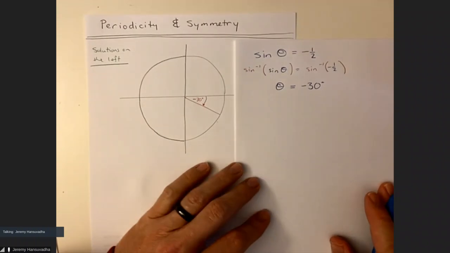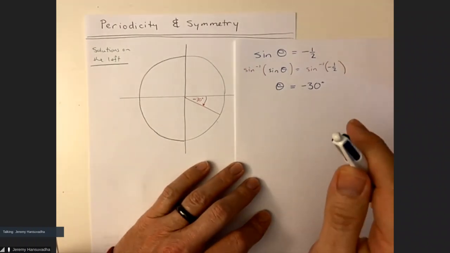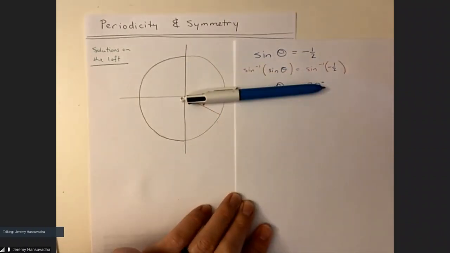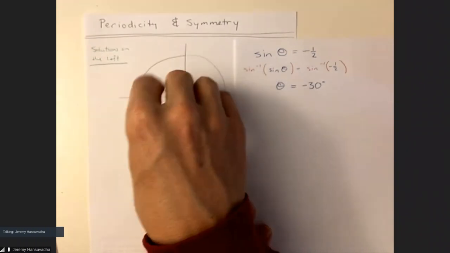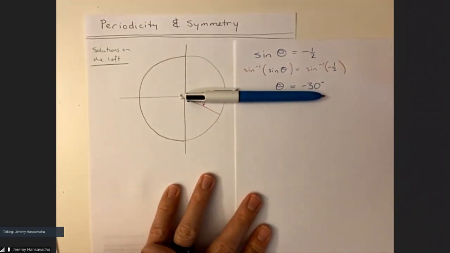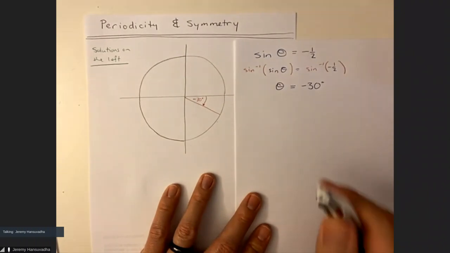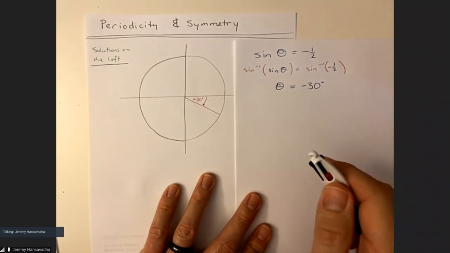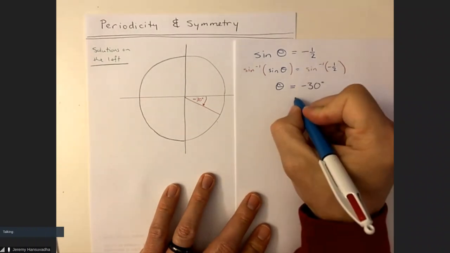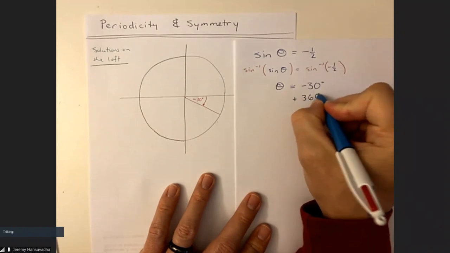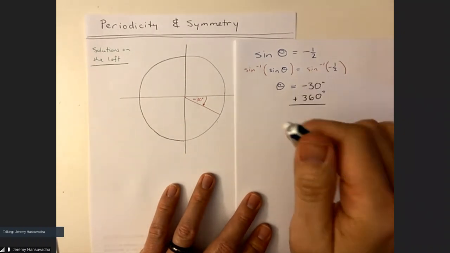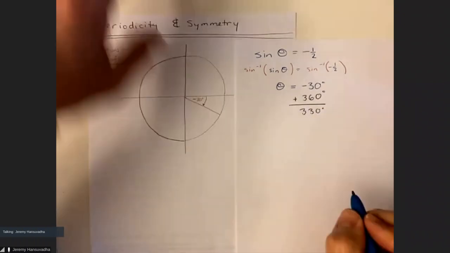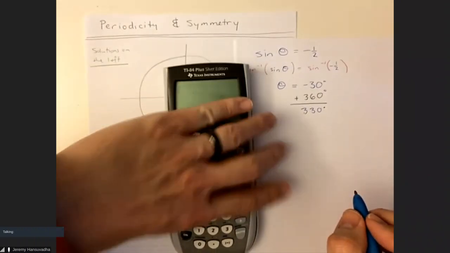Okay, so we have negative 30. Well, what is the period of sine? The period of sine is how long it takes to make a complete cycle, and it takes 360 degrees to get back to where we started and make a complete cycle. So if we add 360 degrees to our principal value, we'll get another solution. So let's do that. If we add 360 degrees, we get 330 degrees. And we can check to make sure that's a solution.